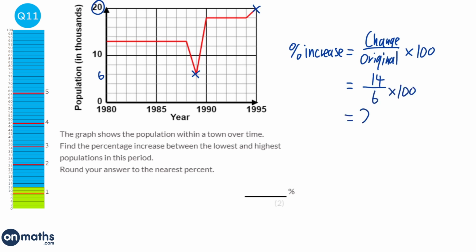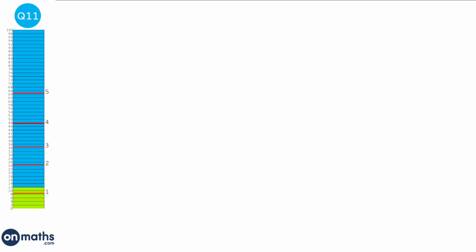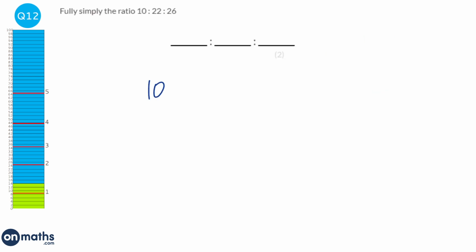And that gives us 233.333 and so on percent. And this 100 technically is 100% that we're timesing it by. So it says it wants it to the nearest percent, so that would be 233%.